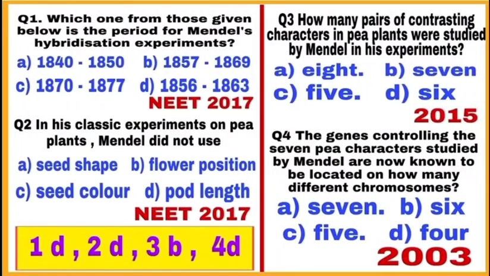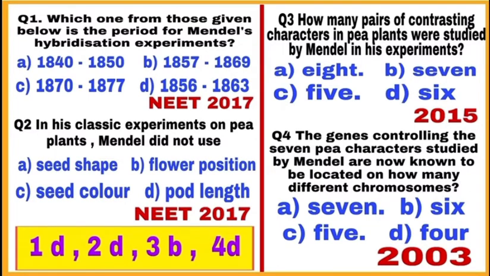Question number 1. Which one from those given below is the period for Mendel's hybridization experiments? Mendel carried out hybridization experiments on garden pea for 7 years from 1856 to 1863. So correct option is D, mark D.